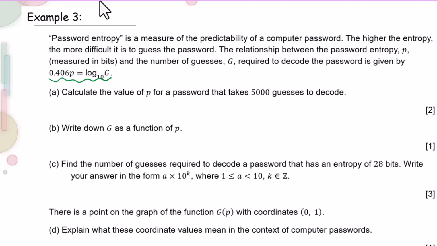Calculate the value of P for a password that takes 5,000 guesses to decode. 5,000 guesses. Let's go back to this function. G is the number of guesses. P is the password entropy. So this 5,000 guesses is G. Then we do the substitution for this equation.